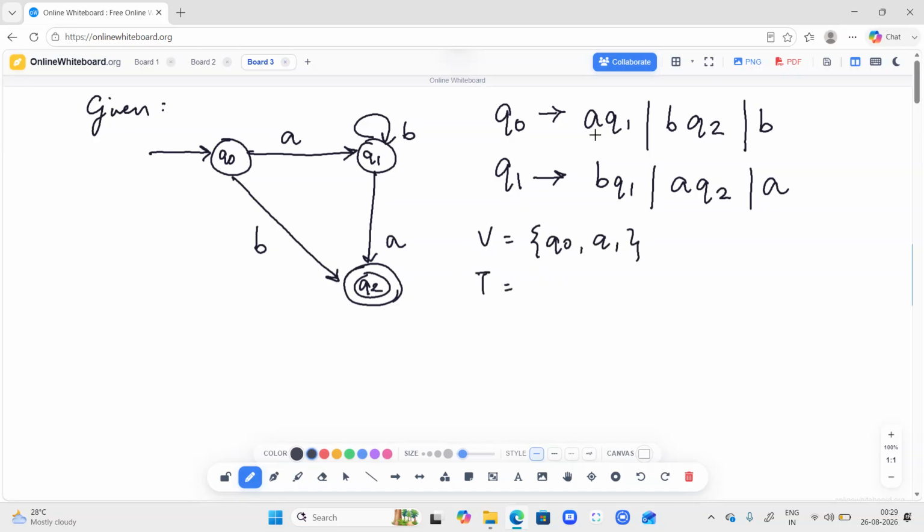Now based on this, your 4-tuple notation, your variables are Q0, Q1, Q2. Your terminals are your input symbols, which is a and b. Your starting symbol is nothing but Q0 as it is shown here. And your P, these are your production rules.